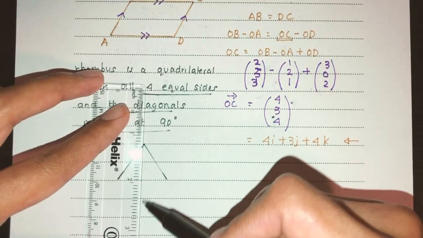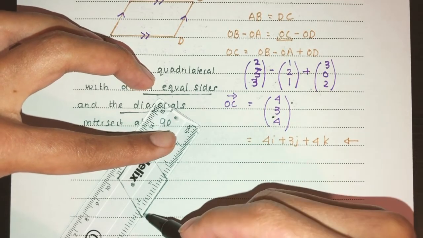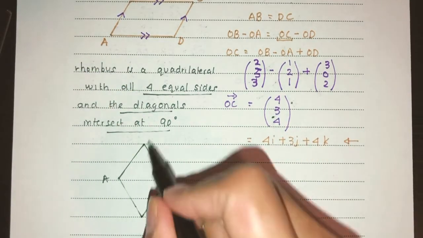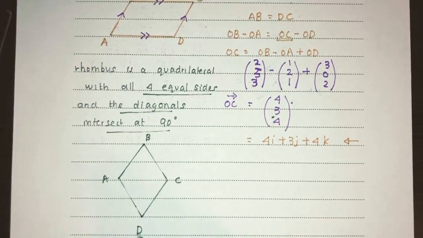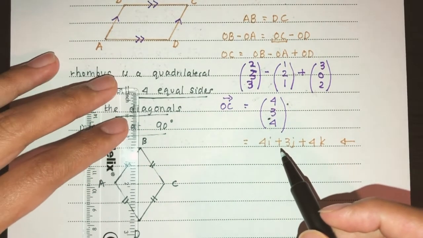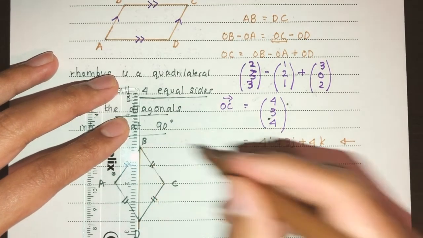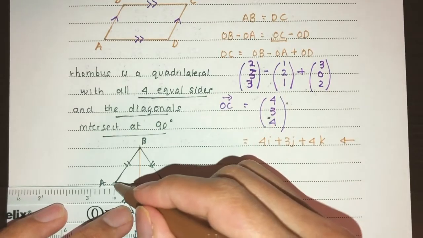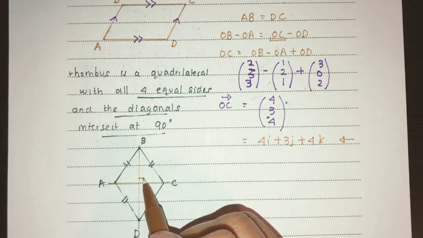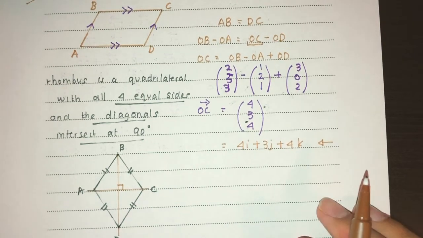So let's say that's A, B, C, and D. As you can see, all the 4 sides are the same for this rhombus, and its diagonals will intersect at right angles. So let's check: if you join those two, they will be intersecting at 90 degrees. So by showing this is not true for this one, we can prove it is not a rhombus. So let's do that.